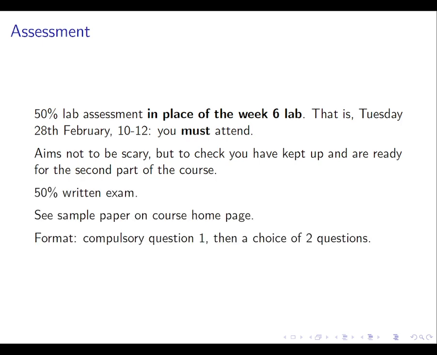It's 50% written exam. There's a sample paper on the course homepage. It's the same format as it's been, as you'll see in the past papers, although we're back to being in person this year, of course. There's a compulsory question 1 with short answer parts, just to check that you've revised the whole course and not just selectively revised part of it. And then there's a choice of 2 longer questions.